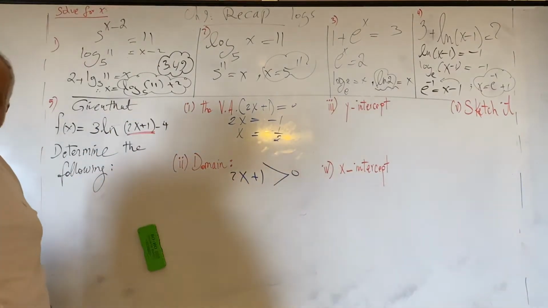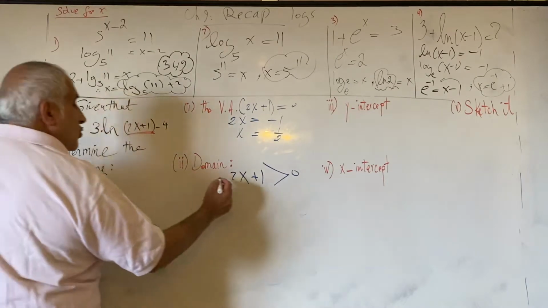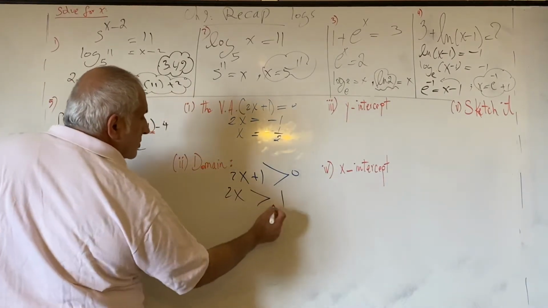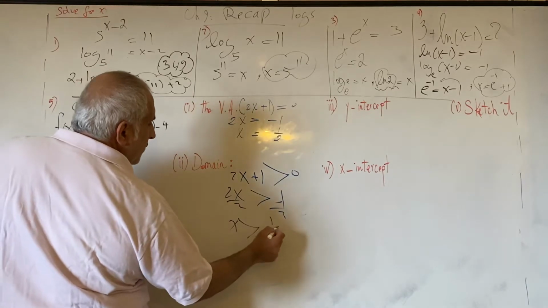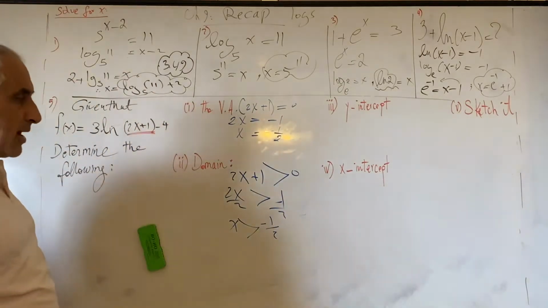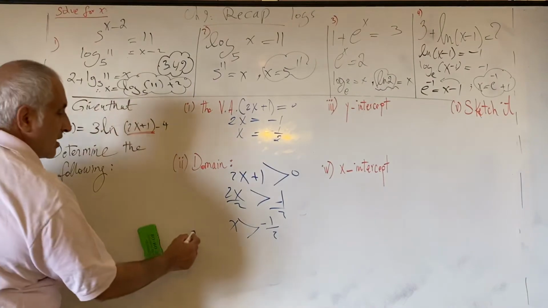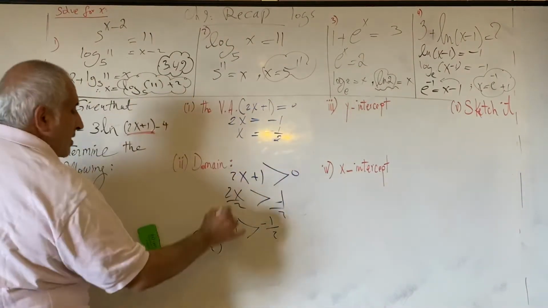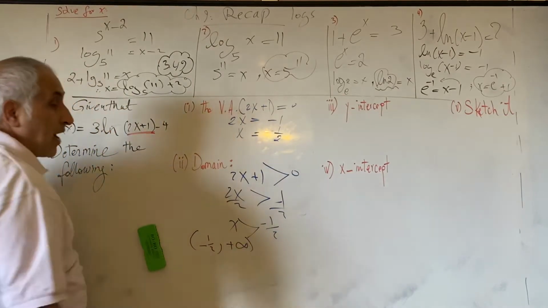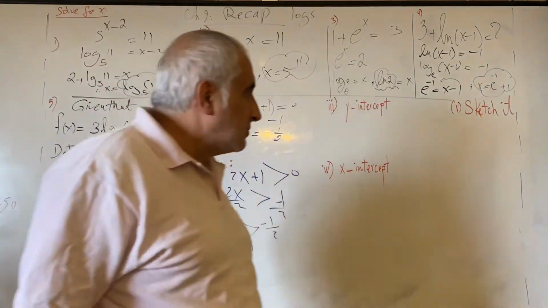Now I can avoid graphing right away. So when you solve that, and when you divide it by 2, how do you read that? x is larger than minus half. You can interpret this in a different way: minus half all the way to positive. You can see it better if you wish when you have a graph.